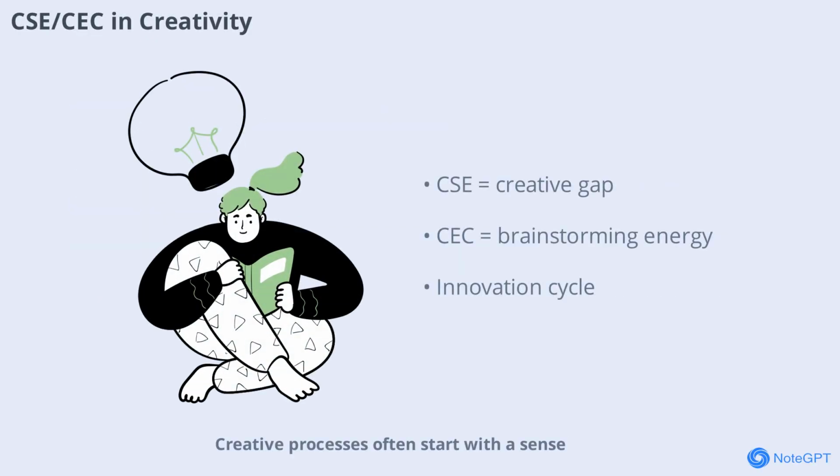Creative processes often start with a sense that something is missing or off. That's CSE. CEC is the energy you invest in brainstorming, experimenting, and iterating. As ideas converge and the creative imbalance is resolved, CSE drops and CEC relaxes. This dynamic is at the heart of innovation and artistic expression.